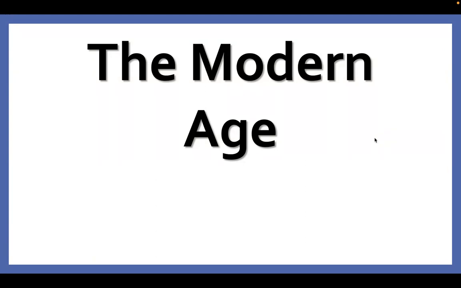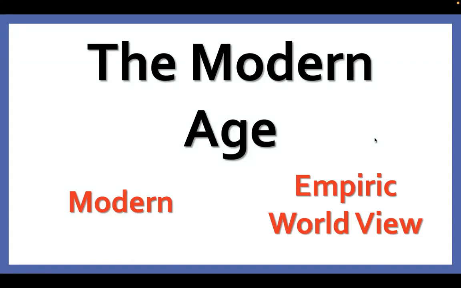So it revolves around two general ideas. Idea one is the idea of modern. What is modern? What does it mean? And how does it apply? And secondly, it also revolves around something known as the empiric worldview. Now, you should already know what empiricism is. Now we're going to apply it to kind of how it dominated people's worldview during this time period.